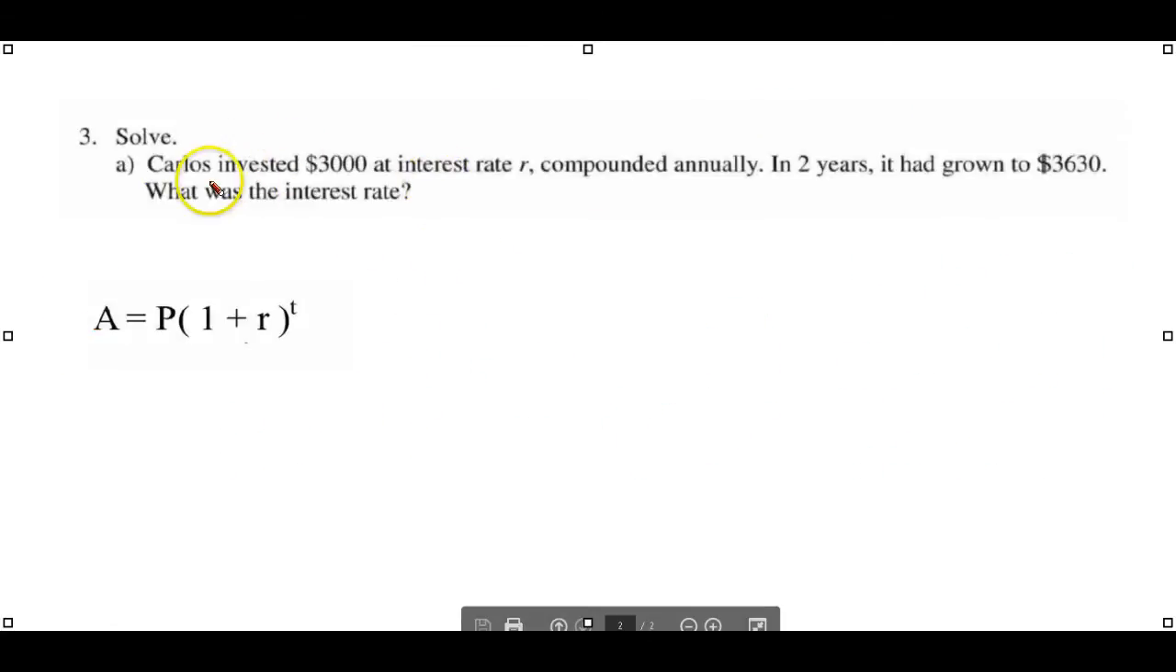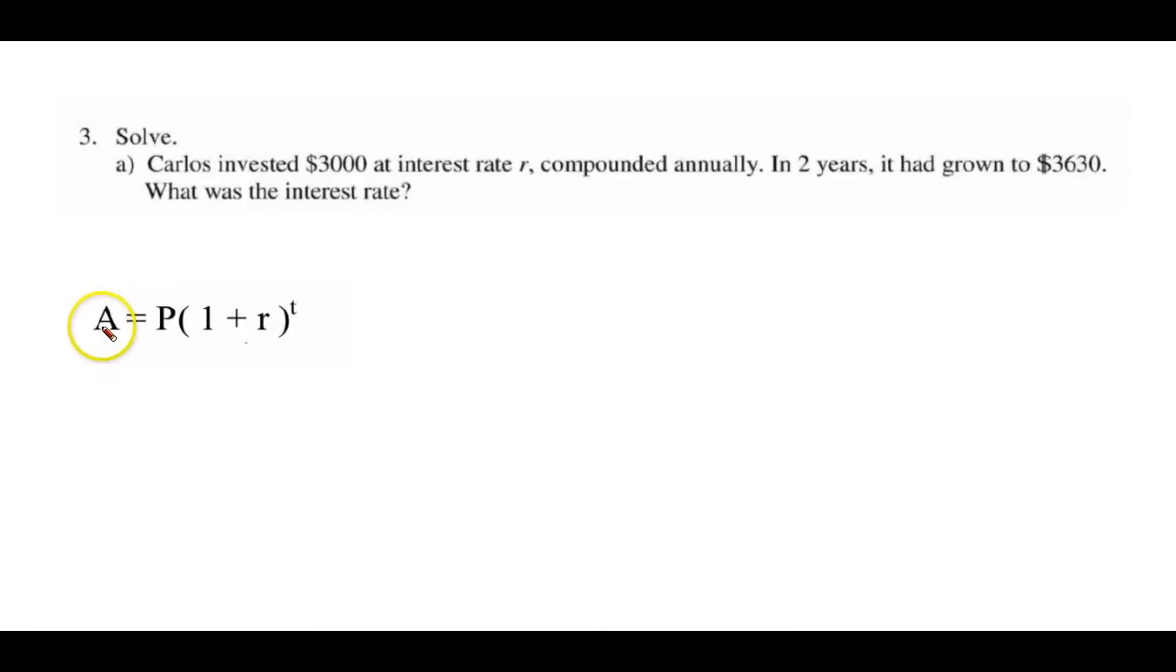Now, for this one, we have Carlos investing this at an interest rate, compounded annually. In 2 years, the amount has grown to this. What was the interest rate? To do this example, we need a formula, and I put that formula right here for convenience. So let's go on and work it out.